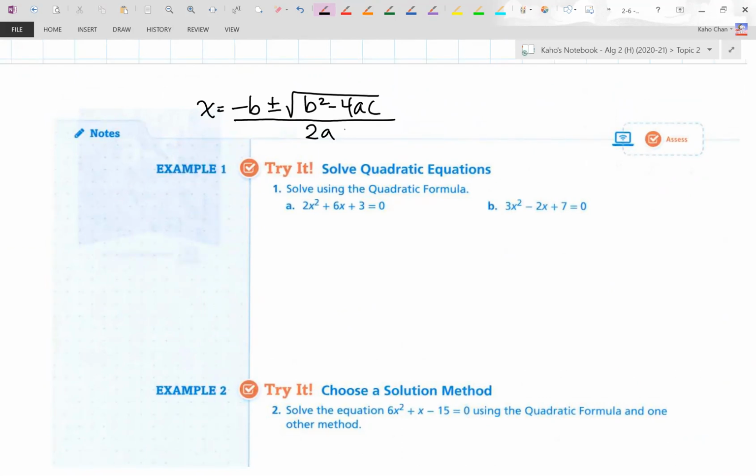Let's go and identify a, b, and c for number 1a right now. Let's do that. A is equal to 2, nice. B equals 6, and C equals 3. Plug it into that formula very carefully, like a recipe.